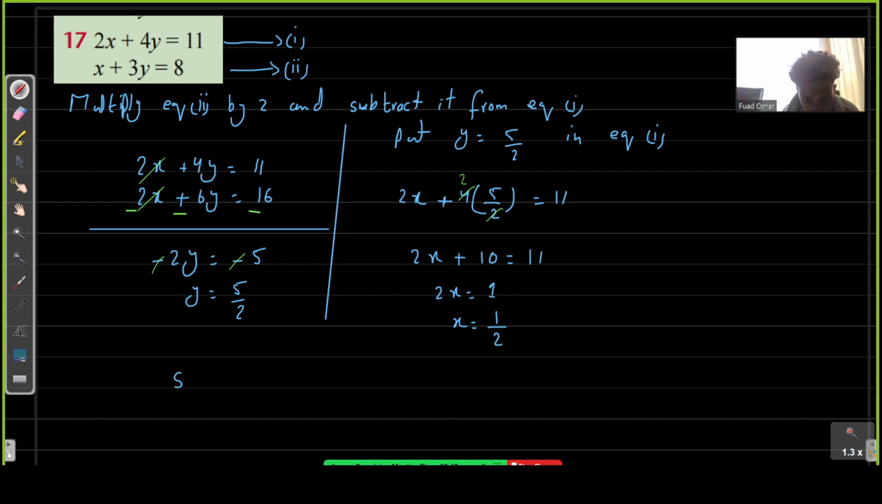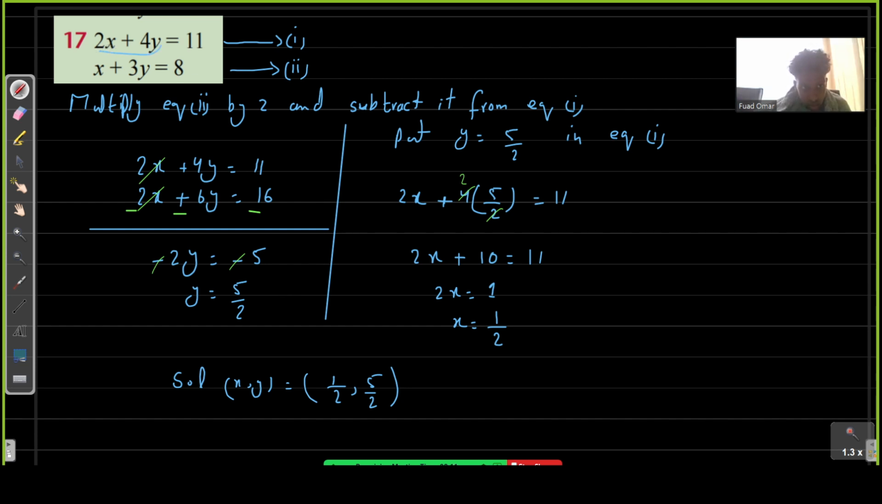So that's the solution of the simultaneous linear equations: the point (x, y) where x is equal to 1 by 2 and y is equal to 5 by 2. So this is the point where both of the linear equations intersect each other.